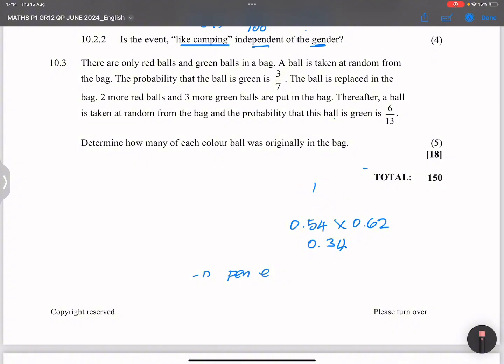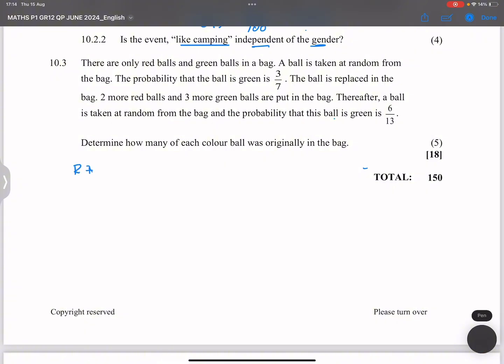Now, they say to us, there are only red balls and green balls in a bag. So we've got red balls and green balls. They say a ball is taken at random from the bag. The probability that the ball is green is 3 over 7. So in this case, remember that we've got red and green.